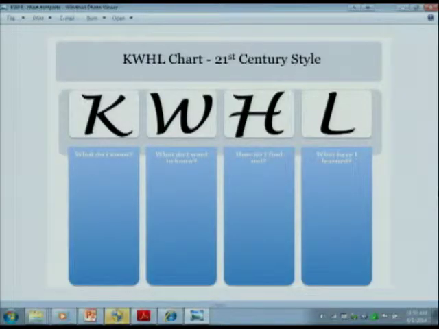All right, what I would like you to do now is go to the third column. How do I find out? One of the things we want to do is give students more opportunities to think on their own and be independent. So just take a second and, again, with your table, discuss how would you find the answers to these questions? Where would you go? What sources would be available? And fill the third column in, please.